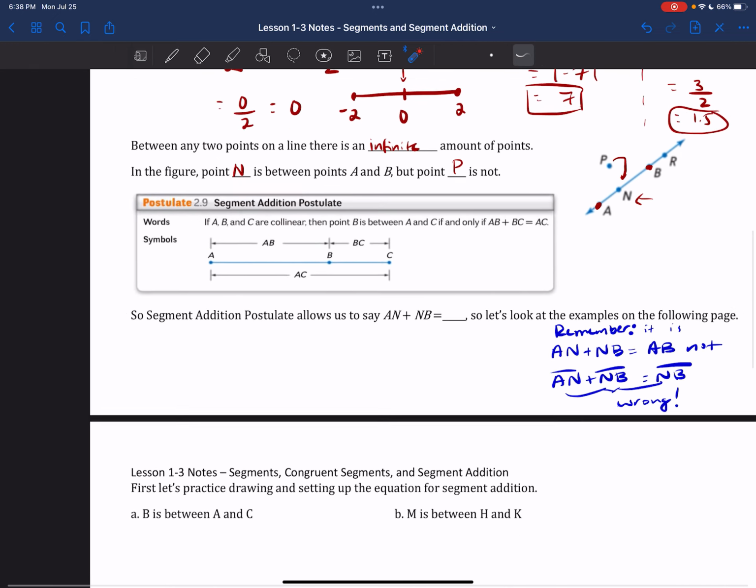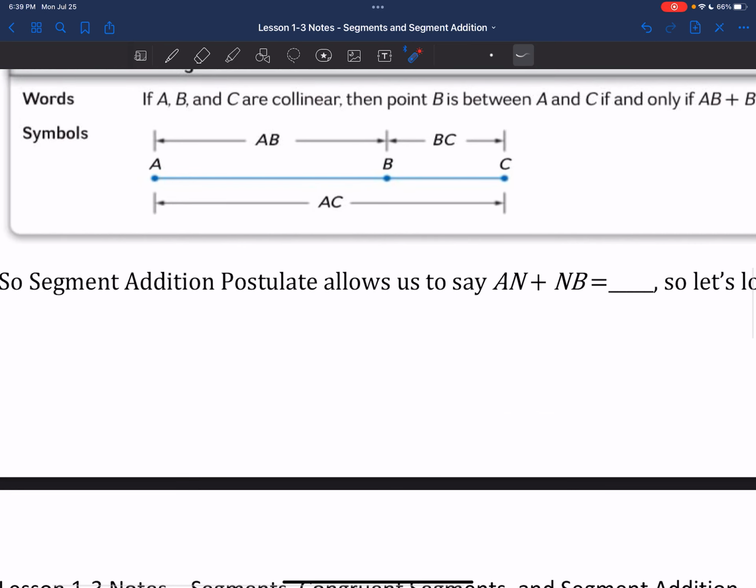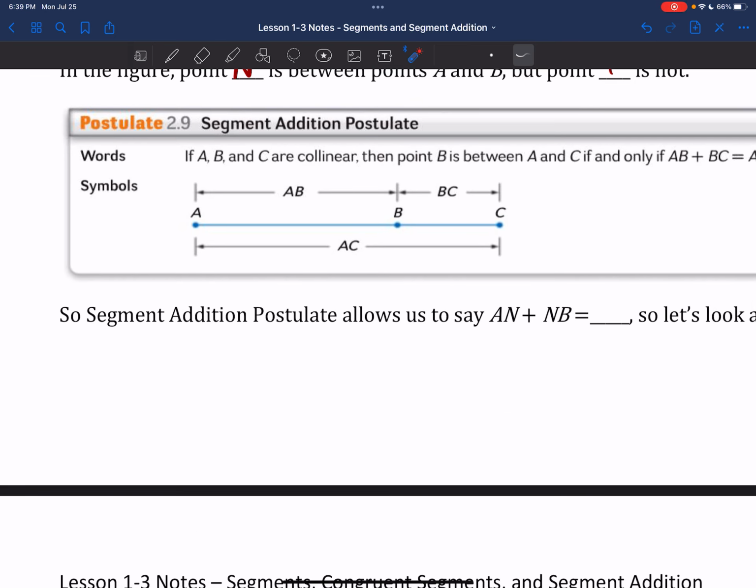Okay, moving on. So let's go ahead and move on to segment addition. If A, B, and C are collinear, then point B is between A and C if and only if AB plus BC is equal to AC. Okay, so what this is trying to say is that if I have a part plus a part, that's going to equal this whole thing, right?